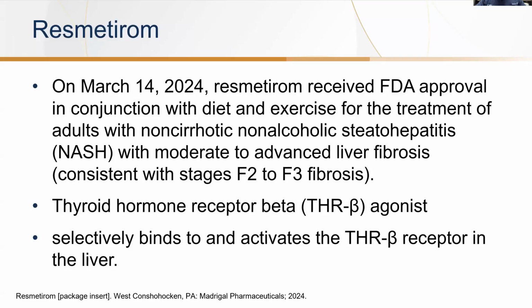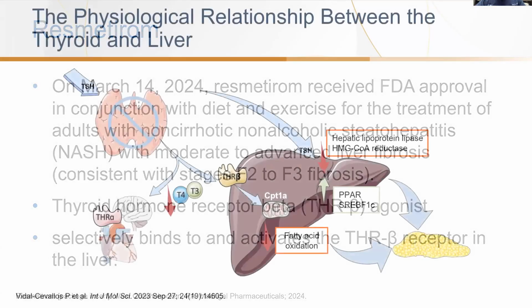So resmetirom, this is a drug approved for MASH in patients with F2 to F3 fibrosis. This was approved by the FDA in conjunction with diet and exercise for the treatment of adults with non-cirrhotic non-alcoholic steatohepatitis, now also known as MASH, with moderate to advanced fibrosis, consistent with F2 to F3 fibrosis. This works as a thyroid hormone receptor beta agonist and selectively binds and activates the beta thyroid receptor in the liver.